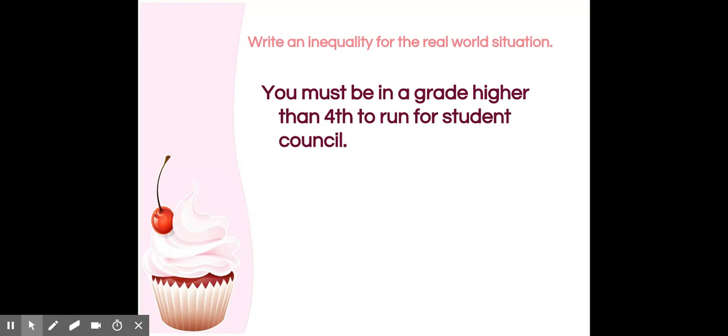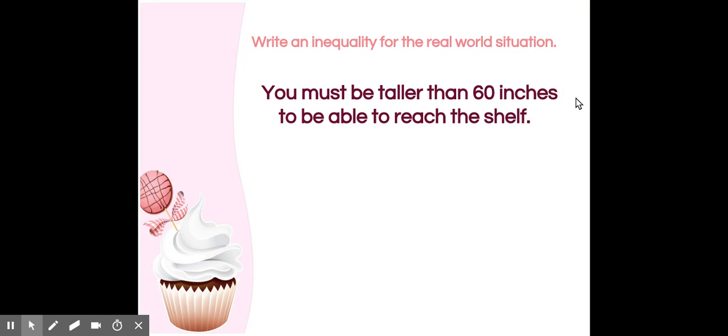You must be in a grade higher than fourth to run for student council. Write an inequality to represent the students who are able to run for student council. X is greater than 4. You must be taller than 60 inches to be able to reach the shelf. Write an inequality to show who can reach the shelf. X is greater than 60. Sorry, all you shorties out there.